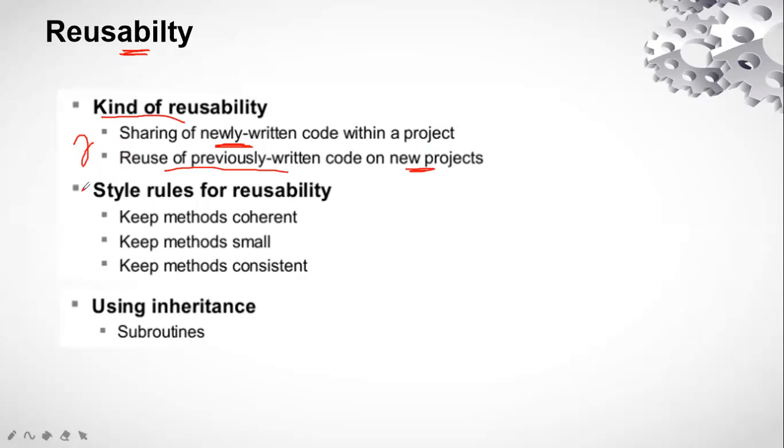Now, what are the style rules for reusability? We have to make sure that our methods are coherent. Coherent means we have seen two things earlier, if you all remember: one is called cohesion, and the other is called coupling, right? When we use a modular approach, we see these two characteristics in the concept of cohesion and coupling. What are these?